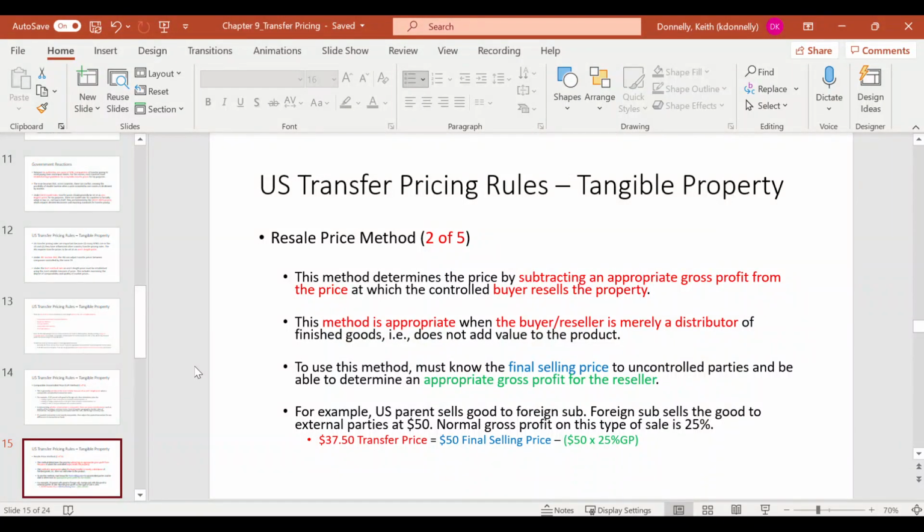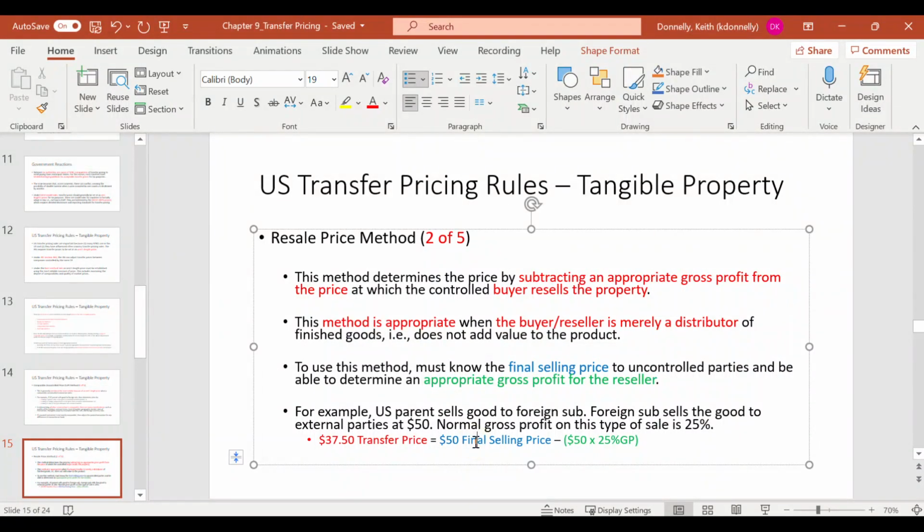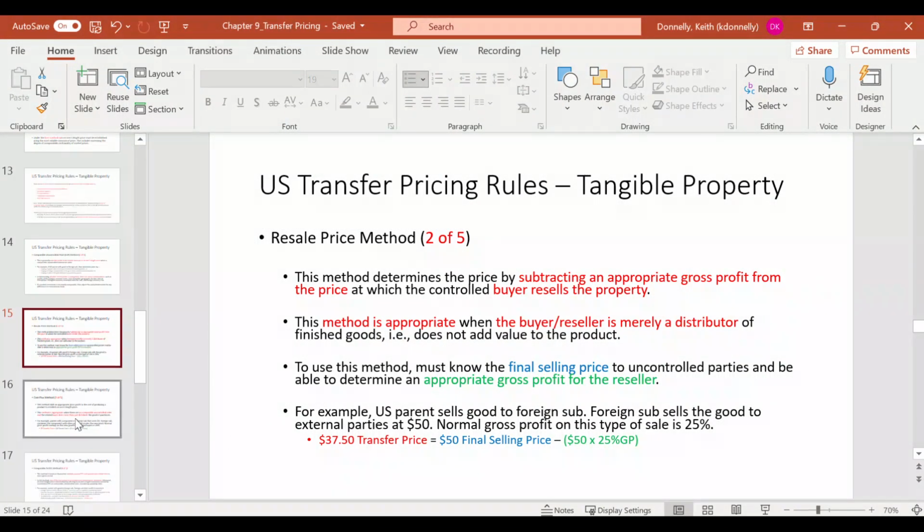For example, let's say a US parent sells goods to a foreign sub. The foreign sub sells the goods to external parties for $50. Normally the foreign sub has a gross profit on this type of sale of 25%. So we take the final selling price and back out an appropriate gross profit. That will give us our transfer price. A sells to B, we look at what B sells it for, and back into the transfer price.